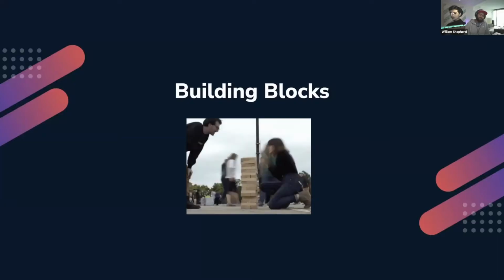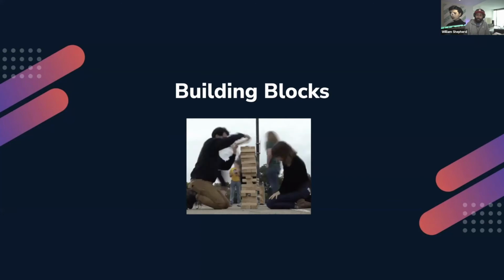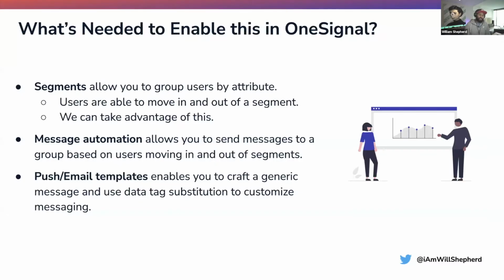So what are some of the building blocks that we're going to need in order to enable this? First thing is we're going to be using segments. Segments are a way to group a lot of users based on some common attribute. We do emit an event every time a user moves into a particular segment, and we're going to be taking advantage of that. The next thing we're going to need is message automation, and this is simply the ability to automatically send a message based on some event occurring, hence event-based notifications.